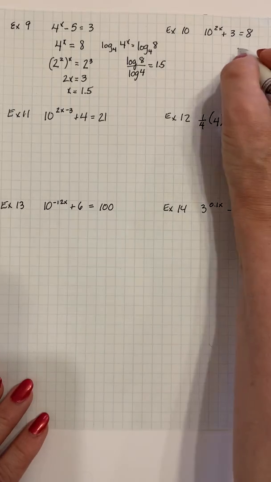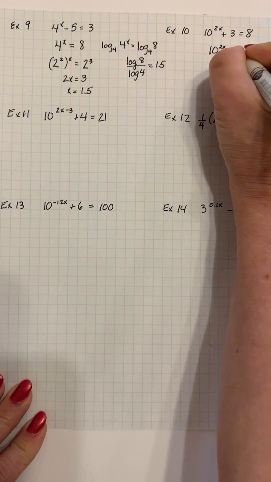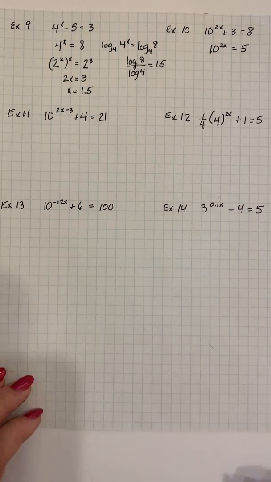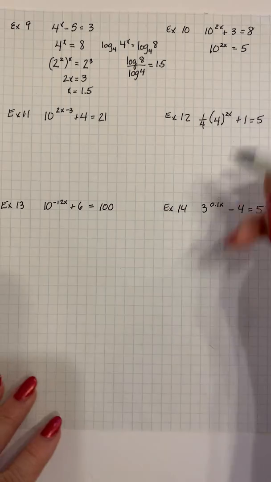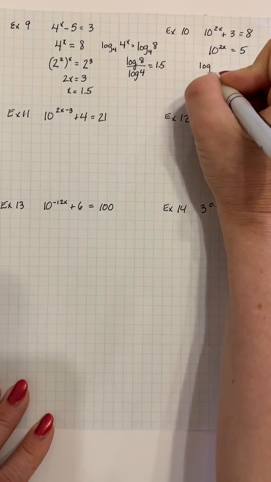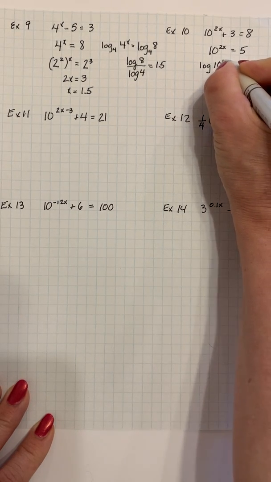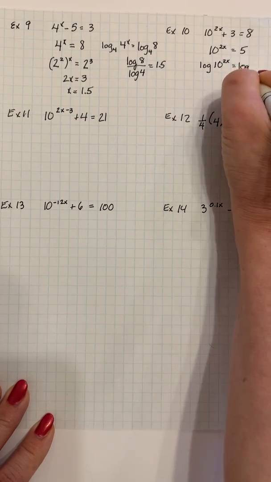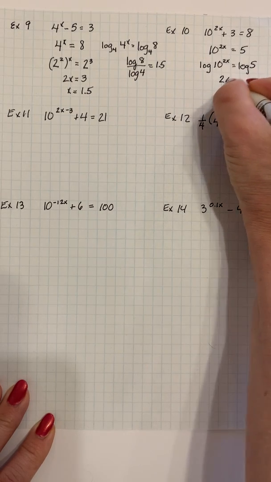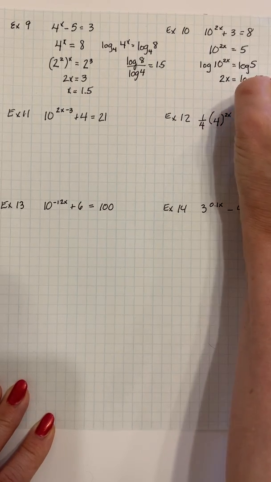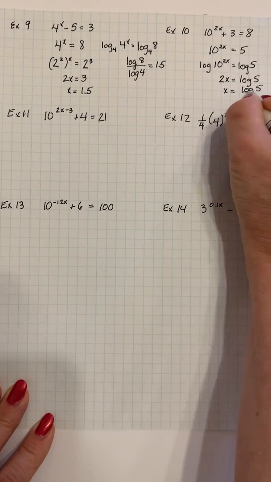Okay, this one, we are going to subtract 3 from both sides. Okay, now we have 10 as our base. How do you undo a 10 as the base? Well, you take the log, because remember the log's base is actually 10. So log of 10 to the 2x is equal to the log of 5. Take the log of both sides. These two undo each other, and 2x is equal to log of 5. Divide both sides by 2, x is equal to the log of 5 divided by 2.